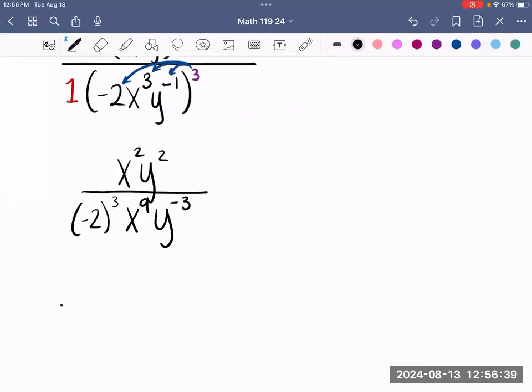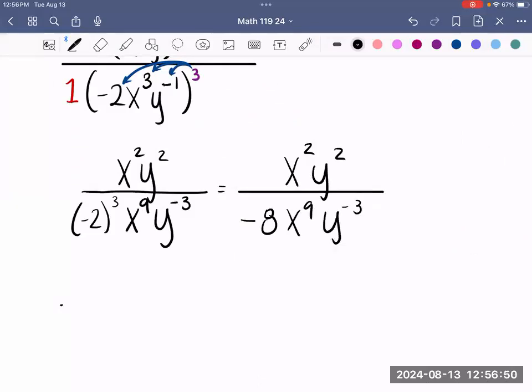And let's do that out. I'll put it over here. We have x squared, y squared, negative 8, x to the 9th, and y to the negative 3. So if this is all that you needed, try to pause it and then go from here.